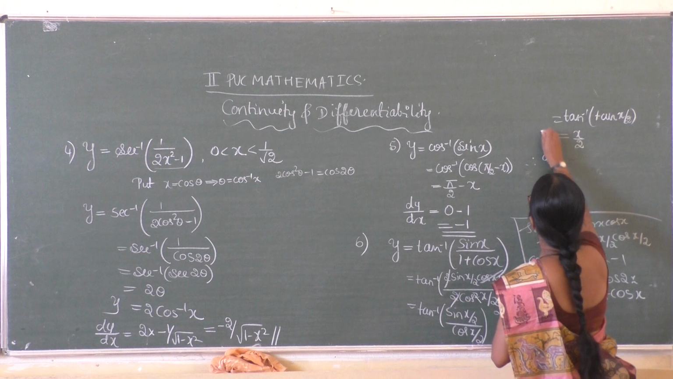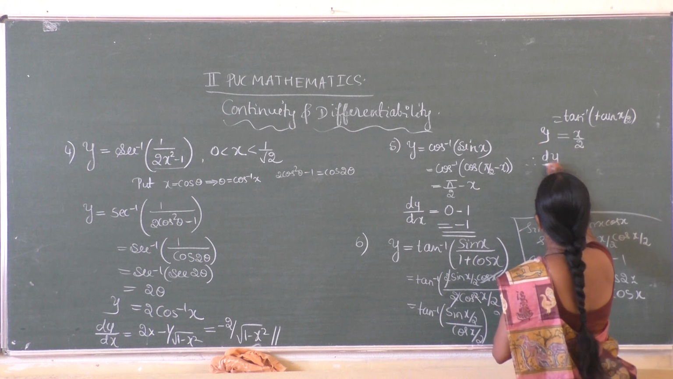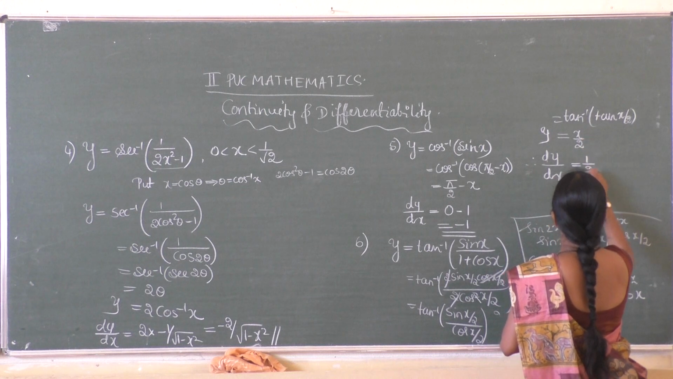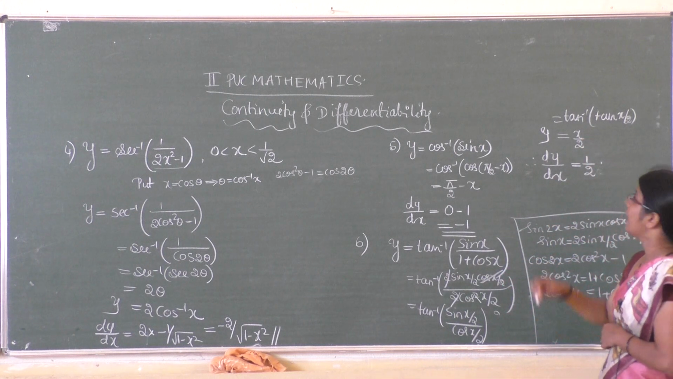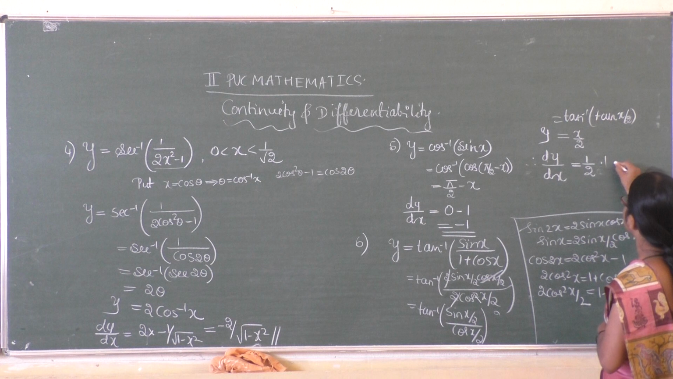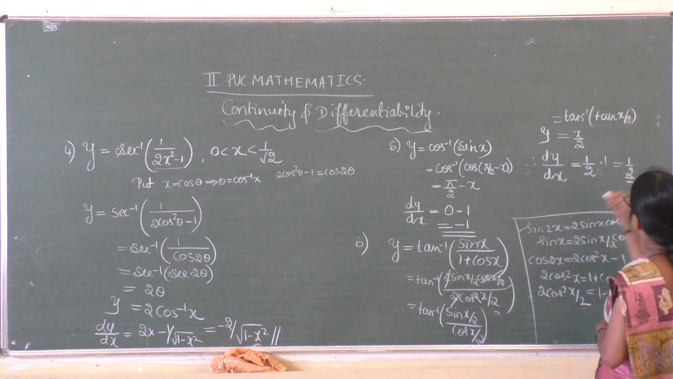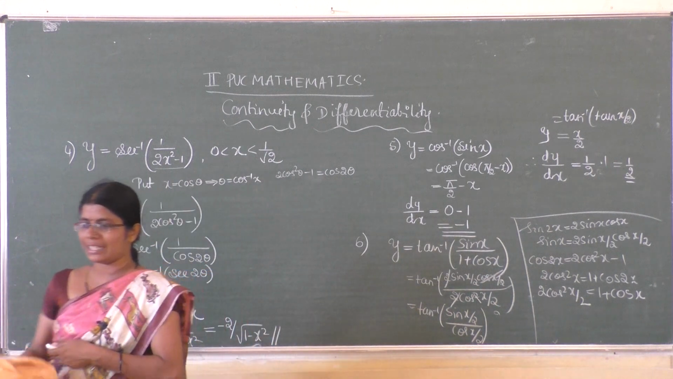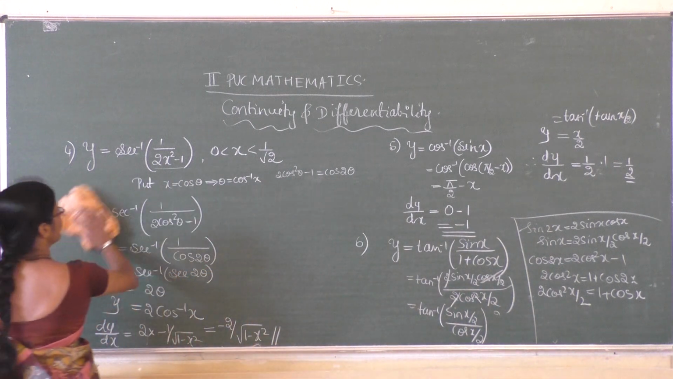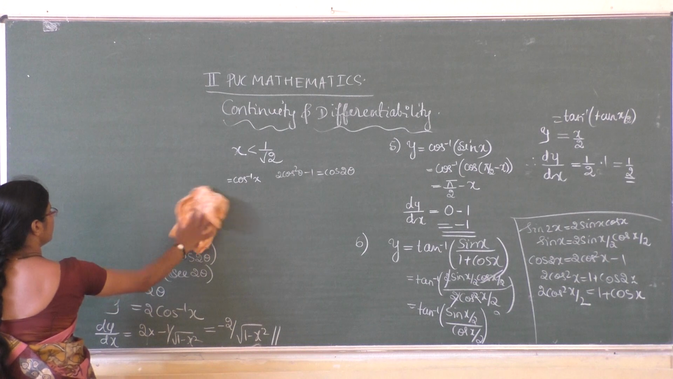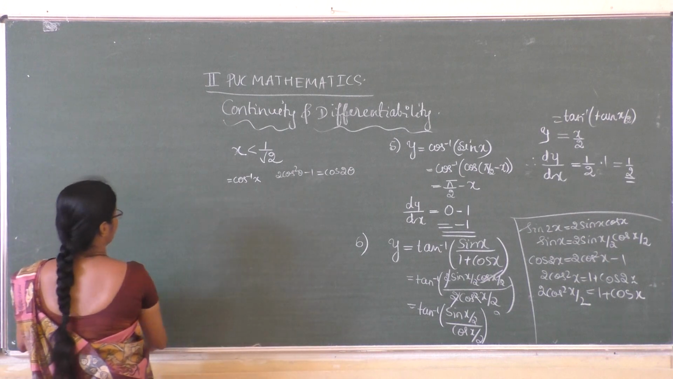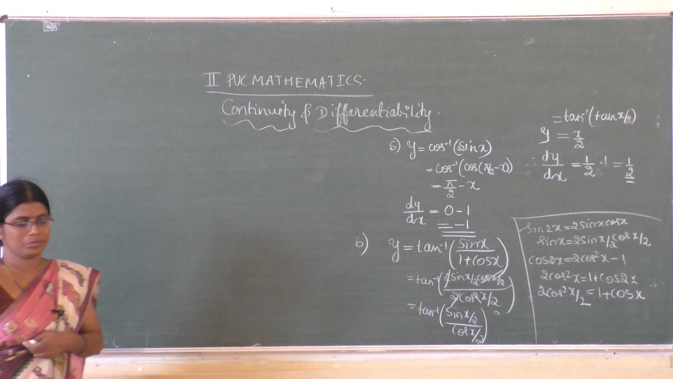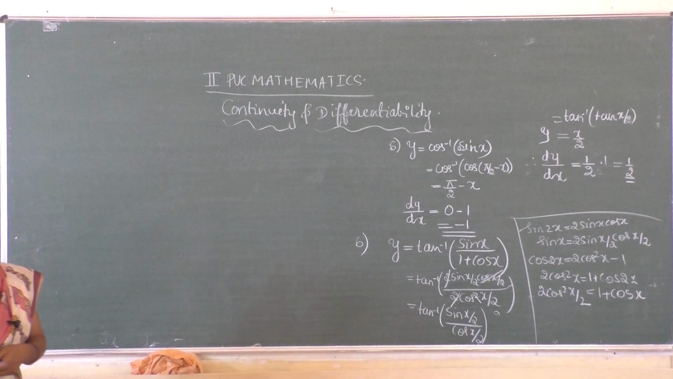Therefore, this is y, after simplification. dy by dx is nothing but half, since 1 by 2 is constant here, and the derivative of x is 1. So you are getting here half. The derivative of x by 2 is equal to half. Okay, next problem.